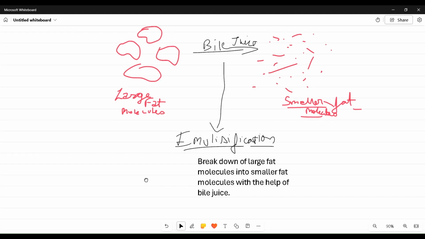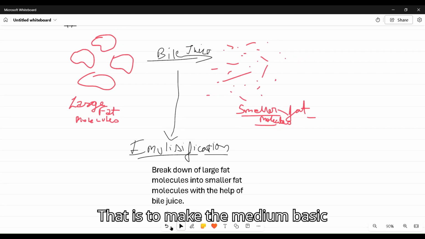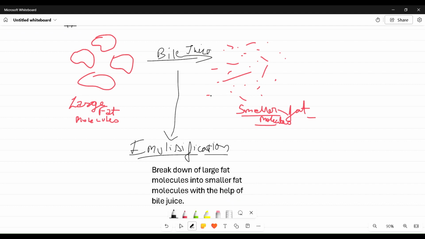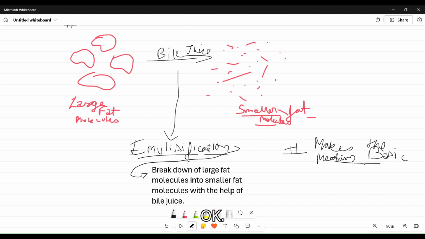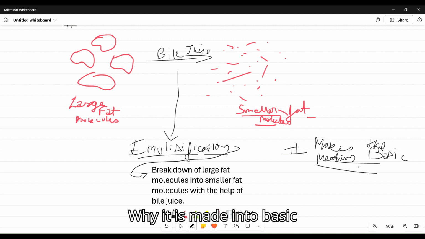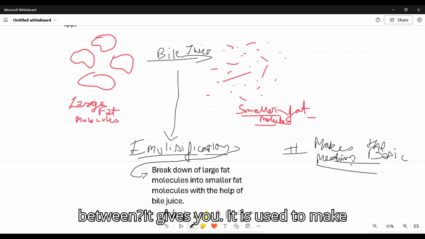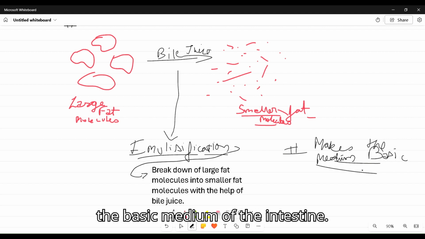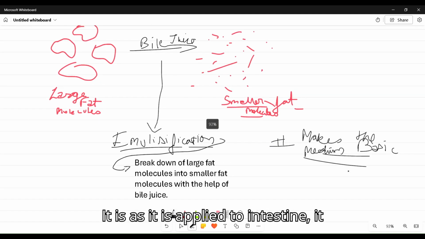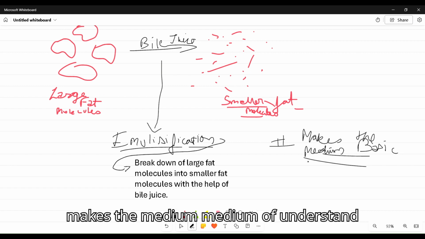There is another use of bile juice, that is to make the medium basic. This was the definition of emulsification. Another use is that it makes the medium basic. Why is it made into a basic medium? Because it is applied to the intestine, and it makes the medium of the intestine basic.